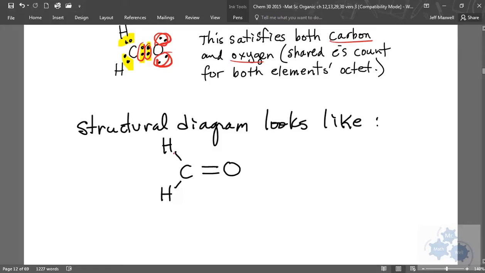So, again, each line represents 2 electrons. And a double bond is simply 2 lines in between 2 atoms. So here's your pi bond, right here, and each of these is a sigma bond. Notice the unpaired electrons don't get shown in a structural diagram. Okay? There are no unpaired electrons in a structural diagram.